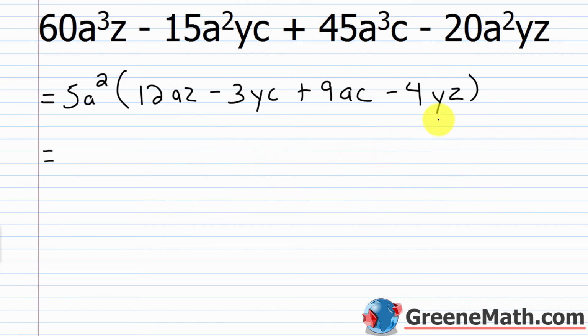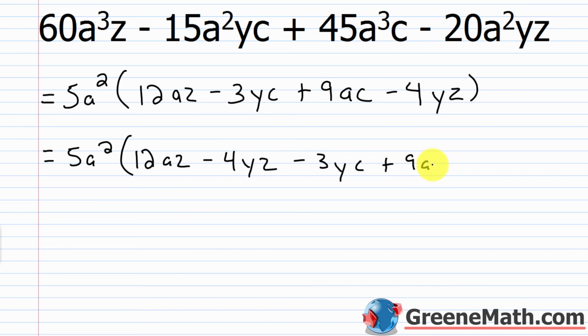So I noticed that this has a Z and this has a Z. This has a 4. This has a 12. 12 is 4 times 3. So let's try writing 5a squared times the quantity, 12az. Then I'm going to put minus 4yz. So this could be a group. And then minus 3yc plus 9ac.